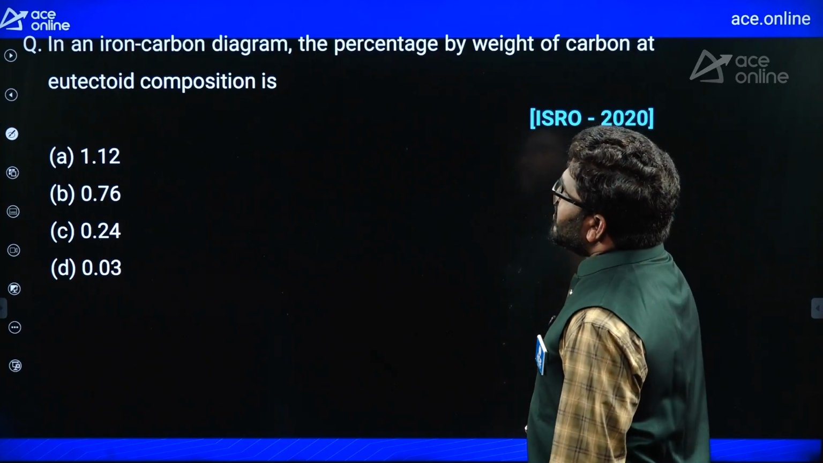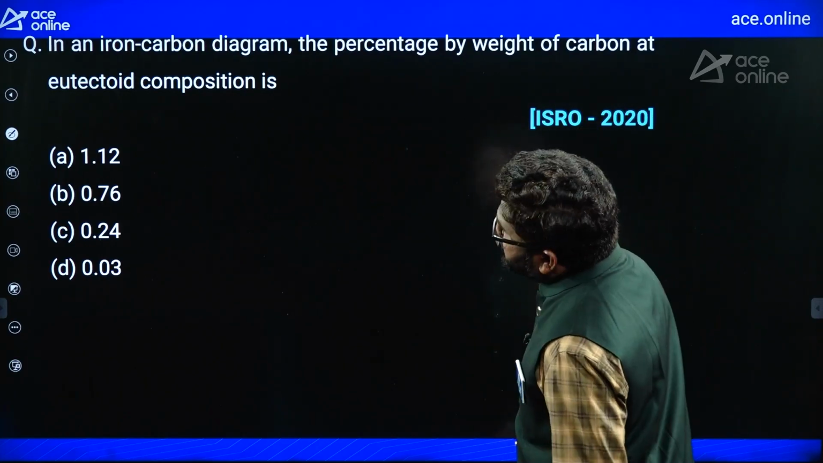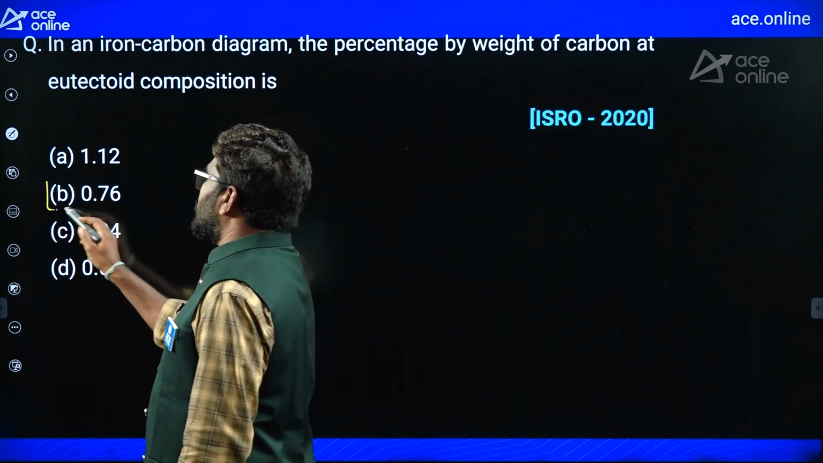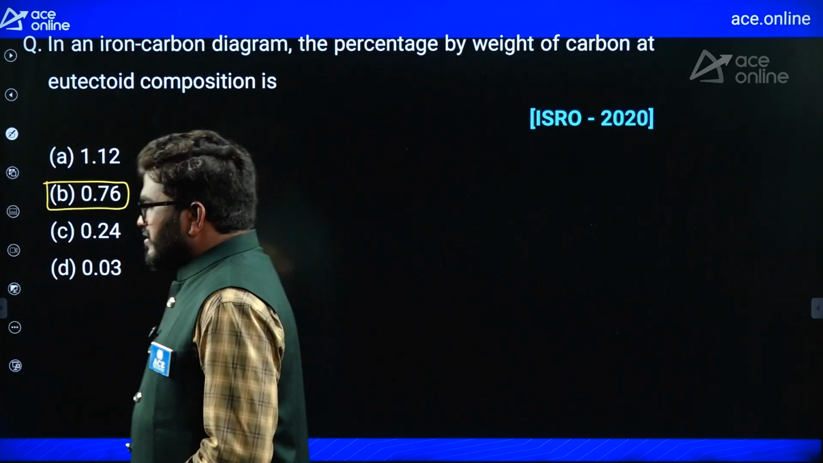Now, in an iron carbon diagram, the percentage by weight of carbon at eutectoid composition. So eutectoid composition is 0.8% of carbon, you can say 0.76.